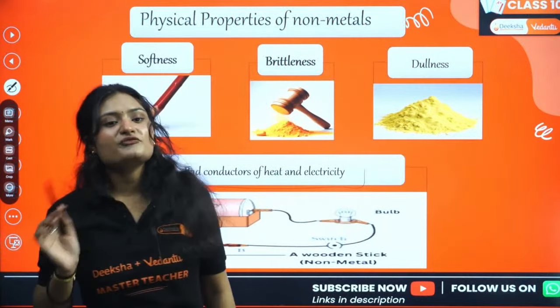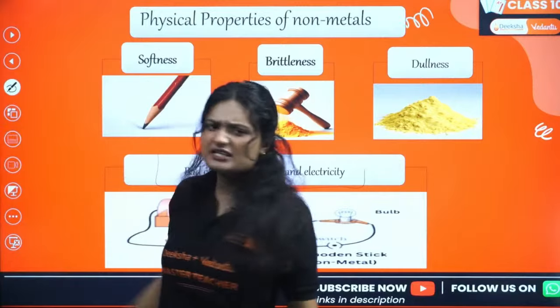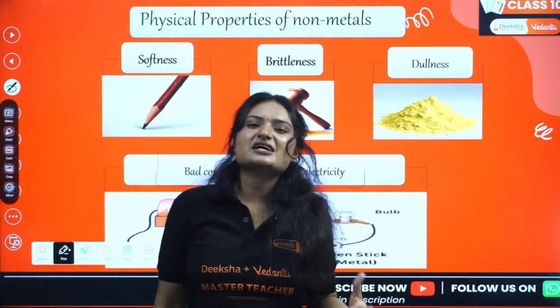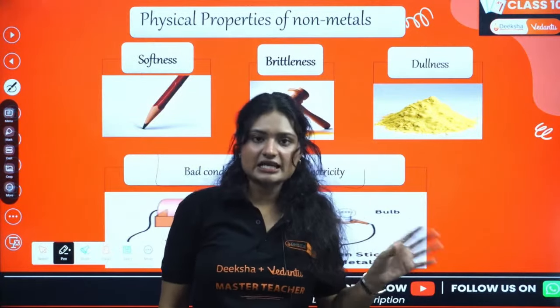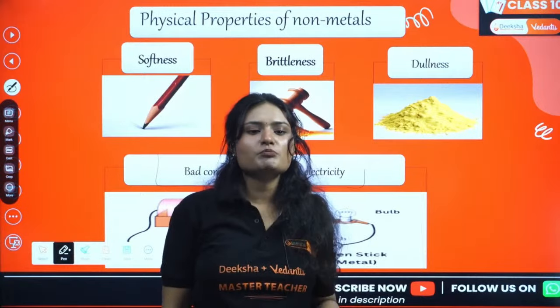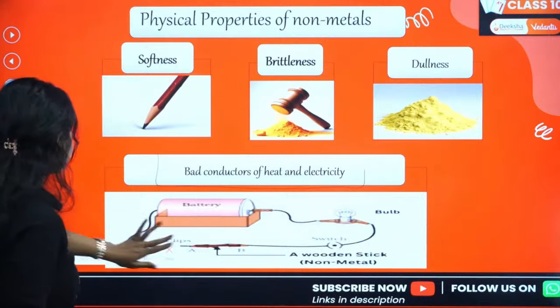Physical properties of non-metals. Okay, so non-metals show what properties? They are very soft, they are brittle, they are dull, they are bad conductors of heat and electricity. Again, there are some exceptions to it. Remember, the exceptions are more important than the rules. Okay, so focus on them. Moving on to the exceptions.